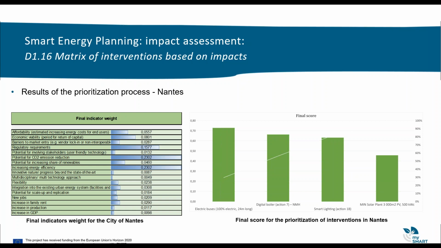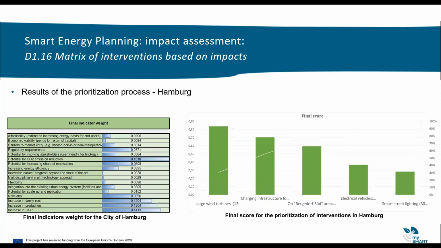And you can see how the increase in energy efficiency, but also the regulatory replacements, get more relevance. And according to that, the electric bus intervention would be in the first position, followed by the digital boiler, the smart lighting, and the solar power plant.